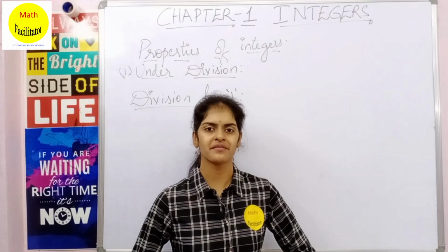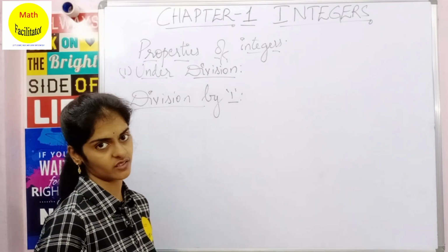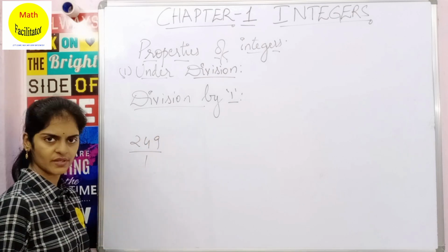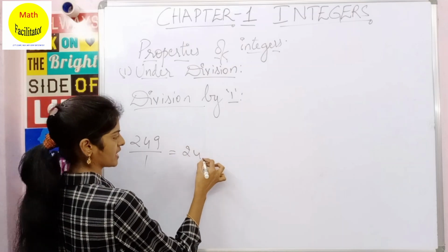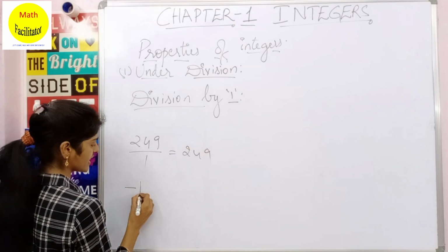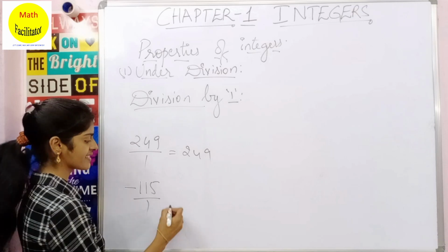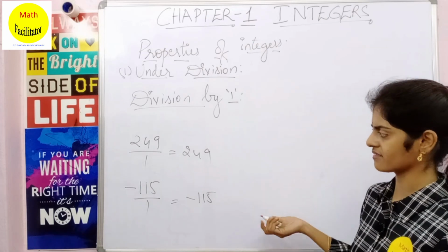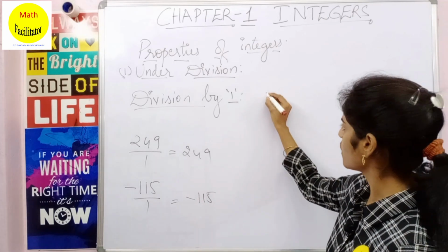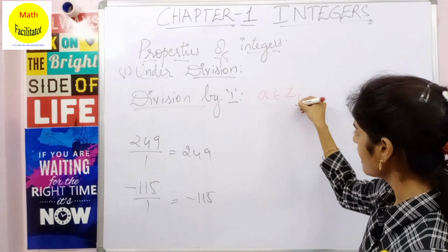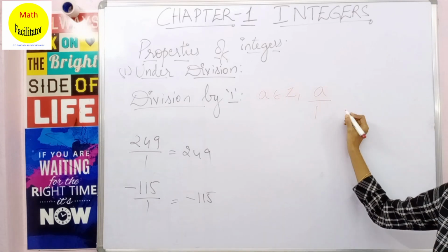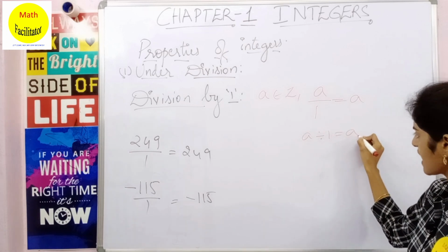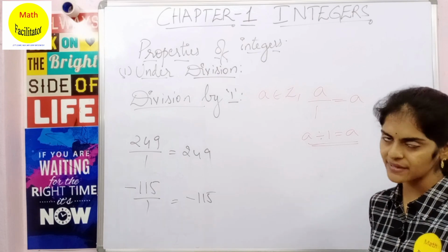Now if I want to divide any integer by 1, what happens? For example, if I want to divide 249 by 1, what is the answer? It is nothing but 249. If I want to divide minus 115 by 1, the answer is minus 115. So anything divided by 1 gives you the same number itself. Suppose a is an integer and you divide it by 1, the answer you get is again a. You can write it this way: a divided by 1 always gives you the same integer a.